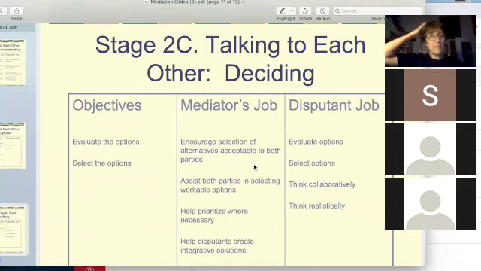So particularly if they brainstorm or come up with different options, then they're going to have to pick what's going to actually work. And you want to encourage that they pick things that both parties can commit to. And then you want to assist them. So I ask questions like, is that realistic? Is that going to work? Can you do that?